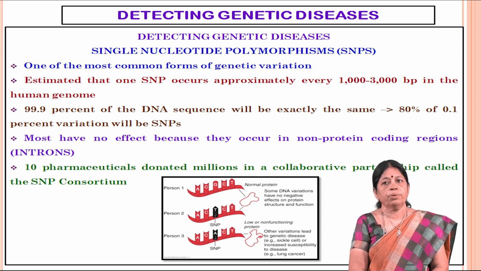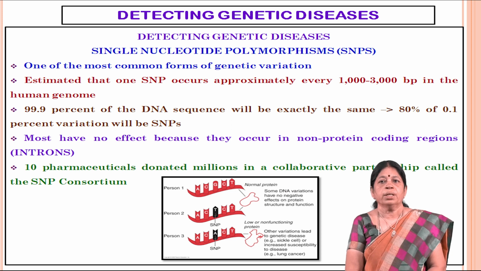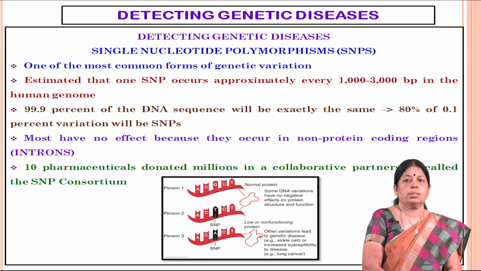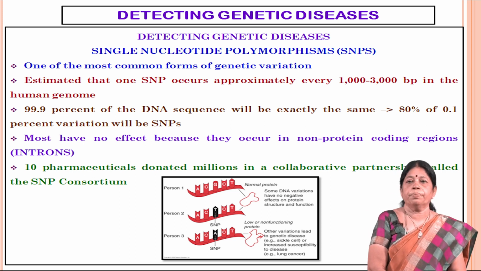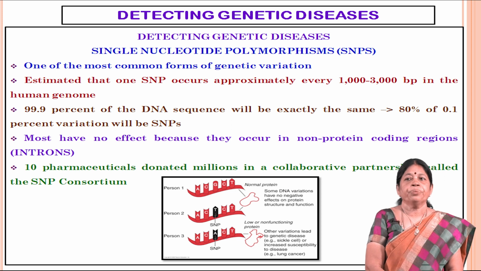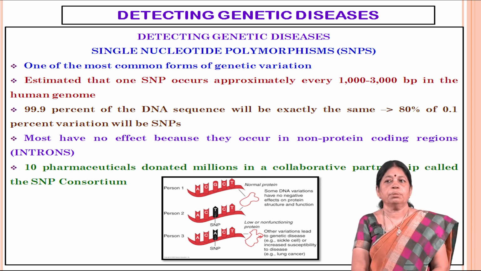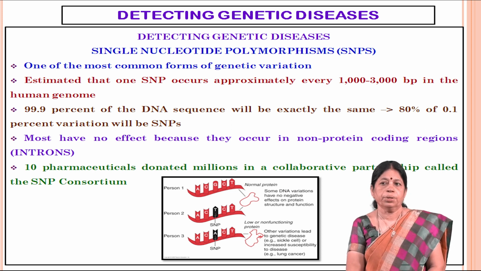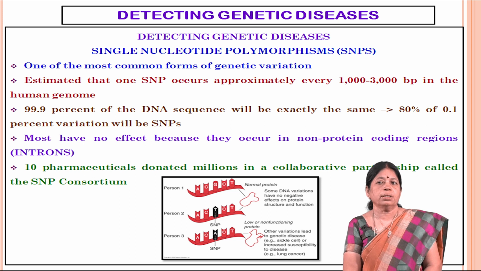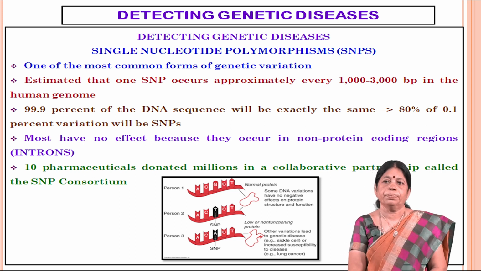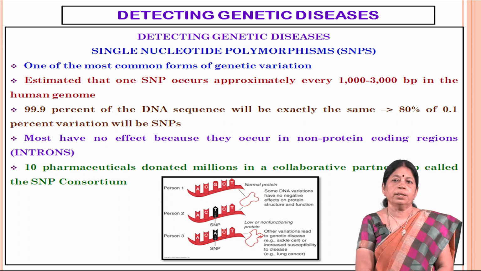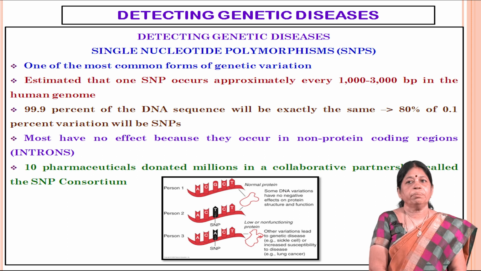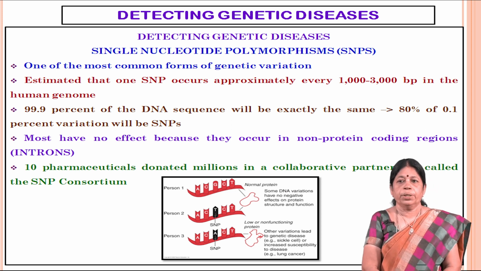So one of the most common forms of genetic variation is the single nucleotide polymorphism. It was estimated that one single nucleotide polymorphism occurs approximately every 1000 to 3000 base pairs in the human genome. So when you take a human genome, it is 1 in 1000 to 3000 base pairs. What is a base pair? A base pair is nothing but the nucleotide. So the polymorphism may occur, and this can be detected by biotechnology methods.